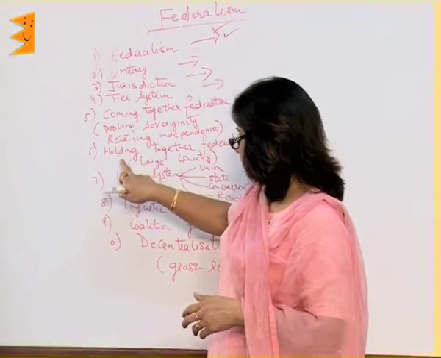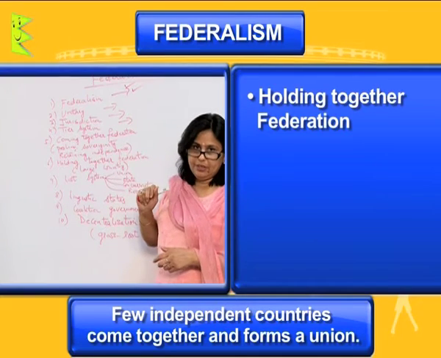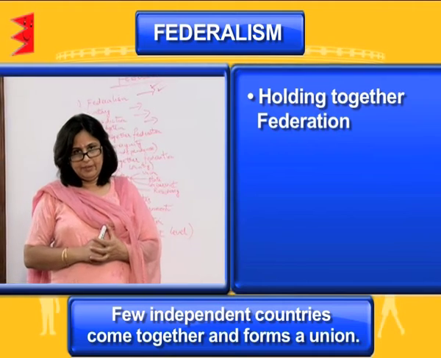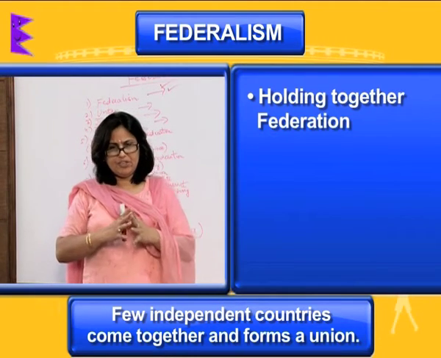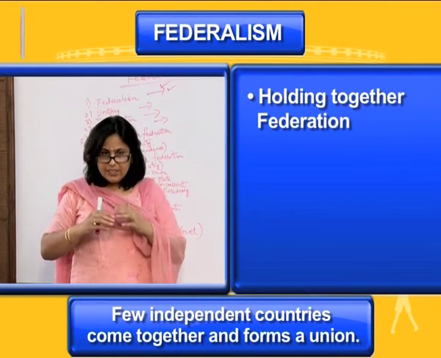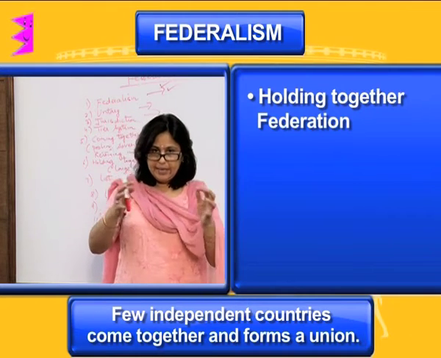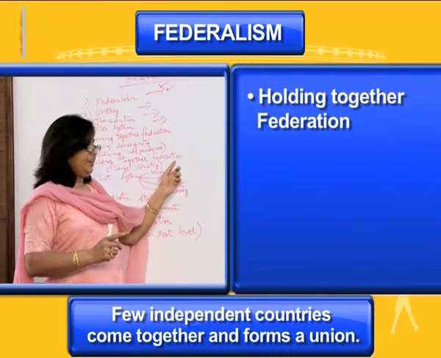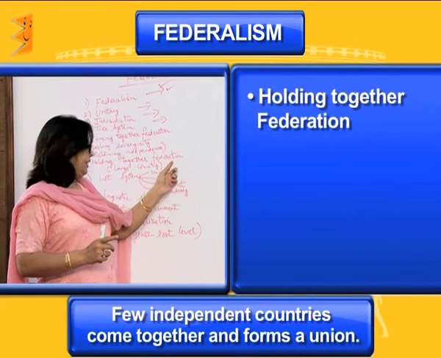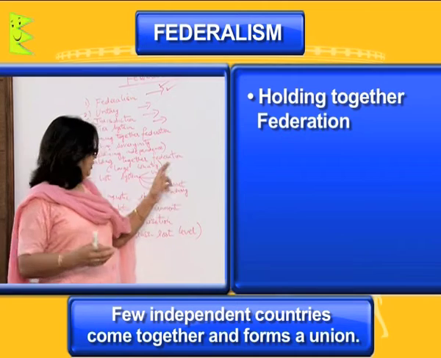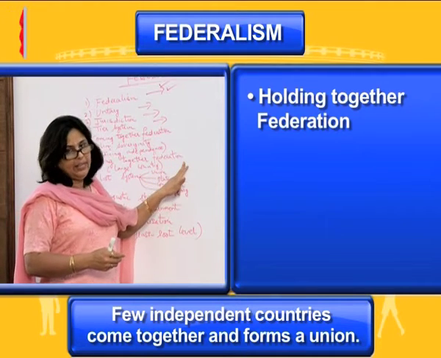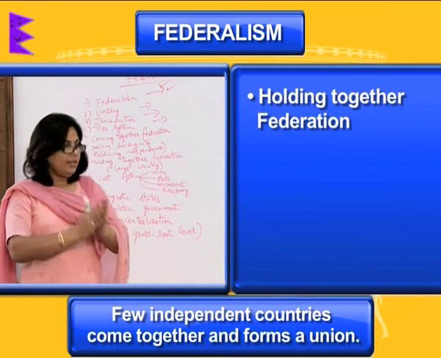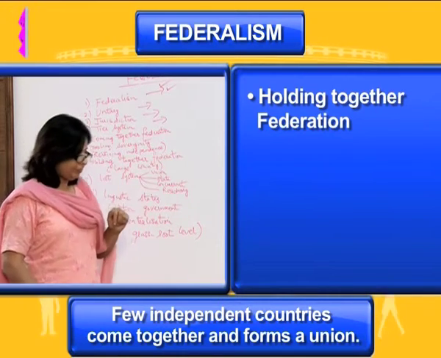Next, we have holding together federation. Holding together federation means when a country is very big, then there are many states, districts in that country. Now, these states and districts come together and form a country, a union. And here, for example, we say India. India is an example of holding together federation, that is, the small states have come together to form a bigger union.